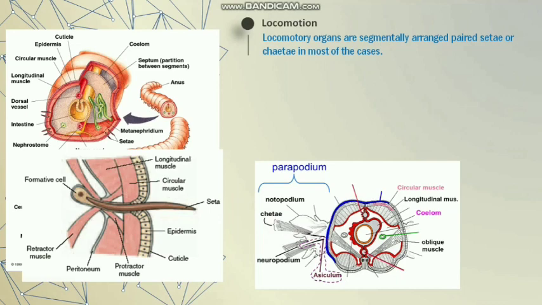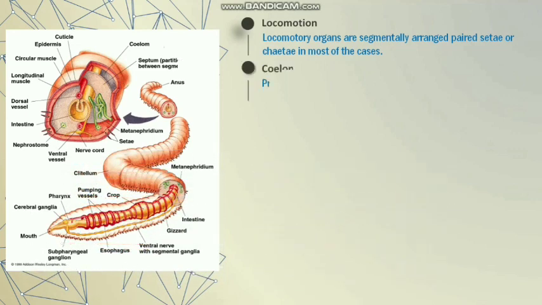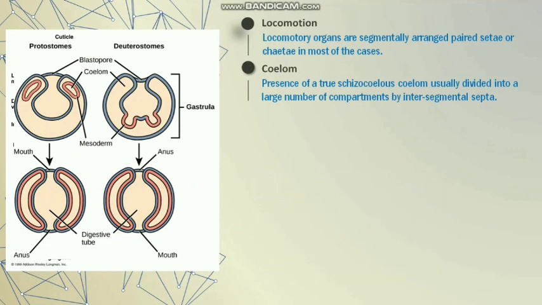So let us see the next system, that is the coelom. We can see that it is a true coelomate organism. In case of the Annelida, you can see the presence of a true schizocoelous coelom. There is confusion about what is meant by the schizocoelous coelom. There are mainly two types of coelom, enterocoelous and schizocoelous. You can see in this figure.